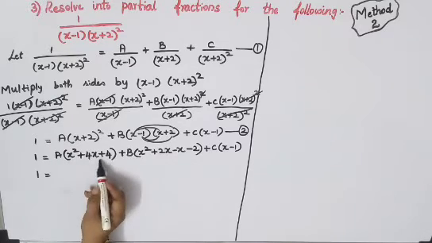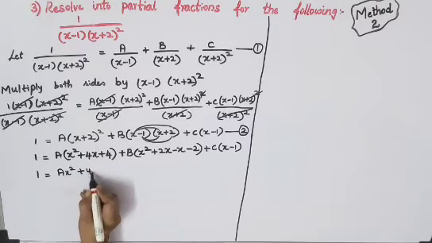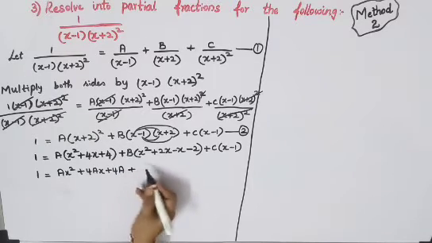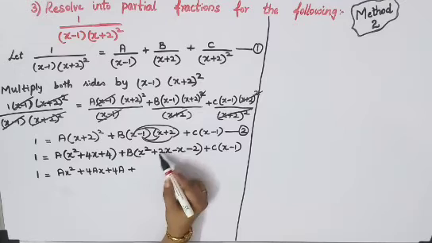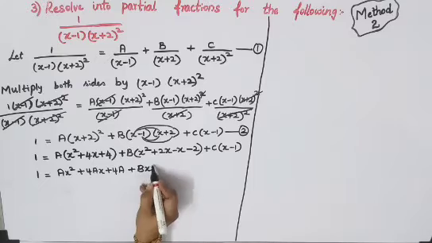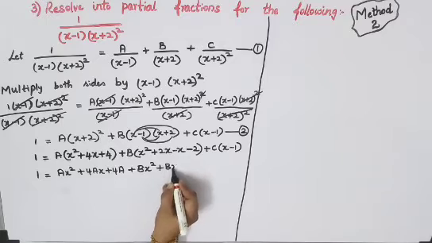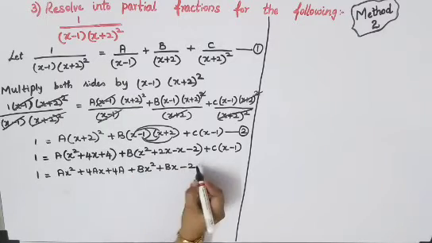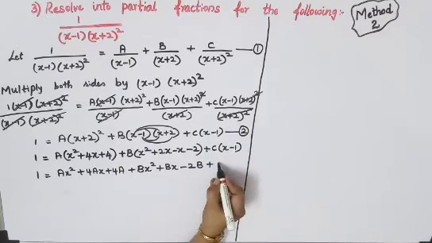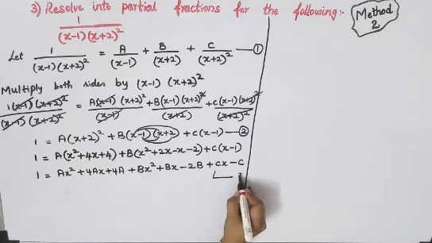The next step of solving: 1 is equal to, just multiply everything inside. For each term you multiply by a, so it is ax square plus 4ax plus 4a. Then each term has to be multiplied by b. Here 2x minus x will become x, so bx square plus bx minus 2b, plus c into x minus 1, so cx minus c. We'll declare this as equation 3.